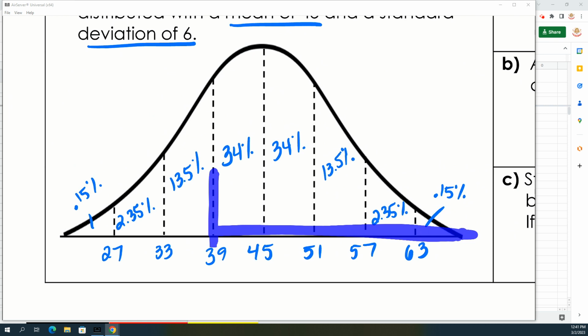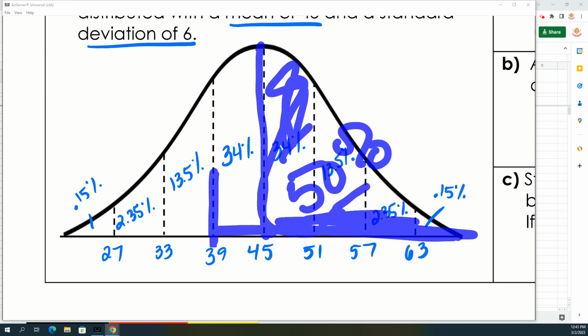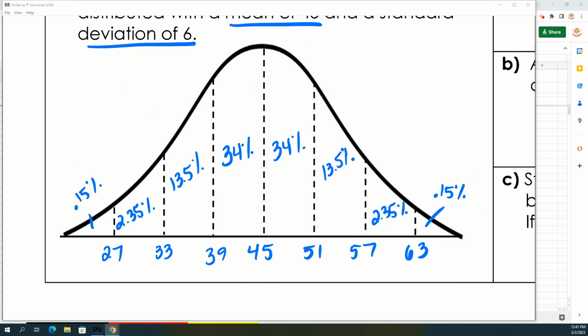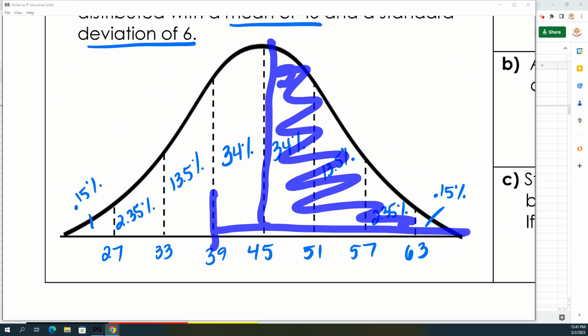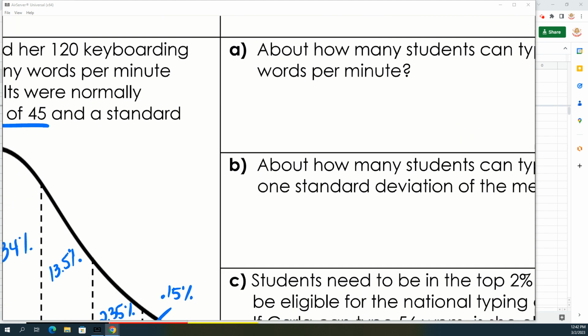If you wanted to save some time, this bell curve is symmetric, so this whole half over here is 50%. Since we're using this whole half, we can take 50%, and then I need 34 more percent. I know that looks kind of crazy. So we're doing at least 39: this is all 50% because it's half of the curve, plus 34 more. Or you can just add up all the percentages. Do what you feel comfortable doing. It's 84%.